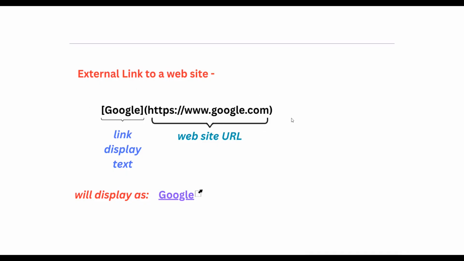This whole link here would display in my note like this. In other words, only the text in the brackets is displayed. Naturally, it's purple and underlined because it's a link, and since it's an external link to a website, Obsidian will also put this symbol here, which is a square with a little arrow sticking out the right corner. Let me demonstrate this in Obsidian now.